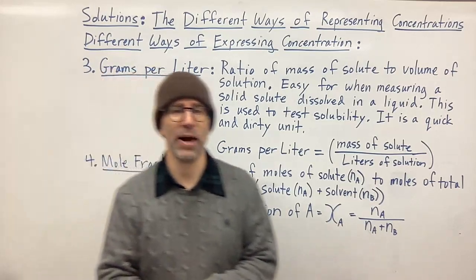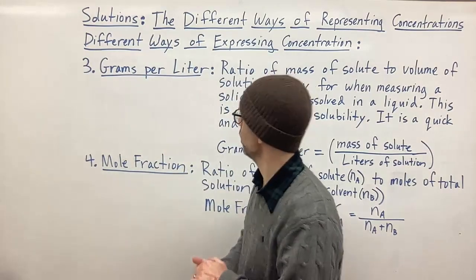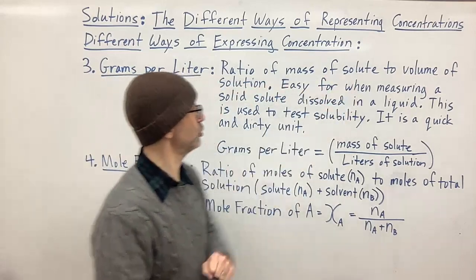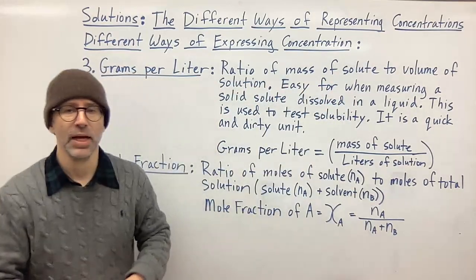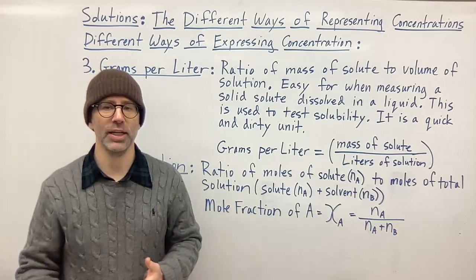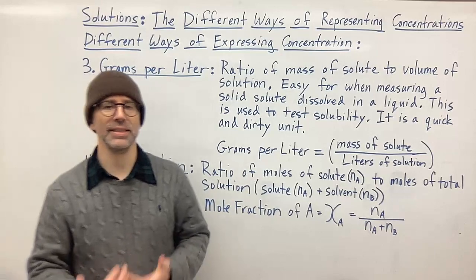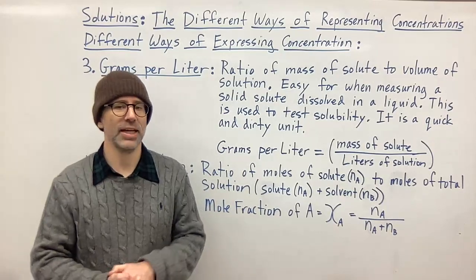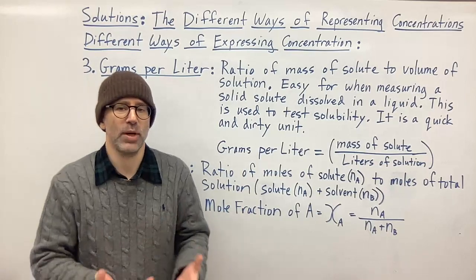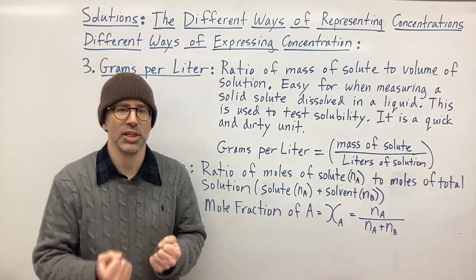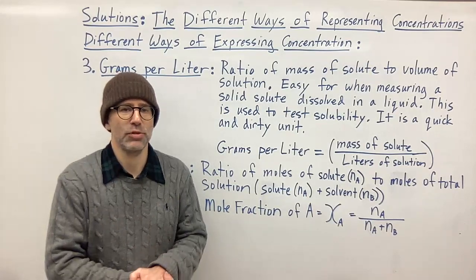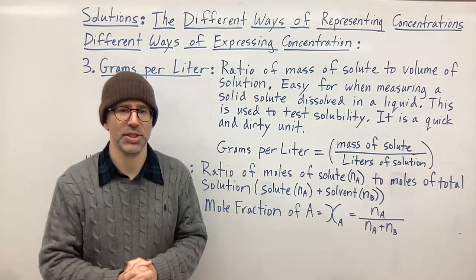So number 3, grams per liter. So what is grams per liter? Grams per liter is the ratio of mass of solute to the volume of solution. This is easy for when you're measuring a solid solute dissolved in a liquid. This is often used in testing solubility, and it's a quick and dirty way of calculating things. It's a unit that's used when you really don't need precision all that much. You just need an estimation of a solution that you're going to use for something that doesn't require precision.